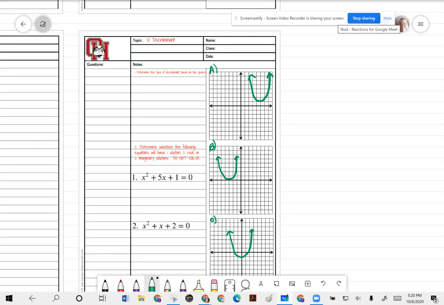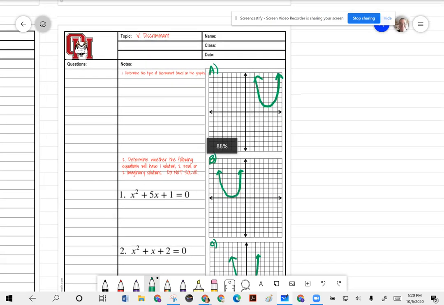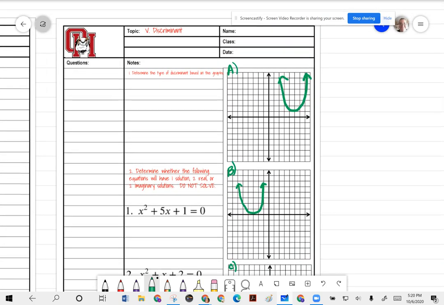So we are going to be looking at the discriminant now. On the first type of problem, we're going to be looking at a graph and then determining the type of discriminant based on that graph. So look at your vocabulary and we will be able to coincide the vocabulary with the answers in this particular case. So let's take a look at graph A.